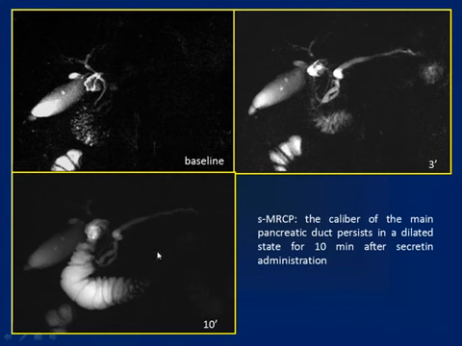At the end of the test, at 10 minutes, we see that the duct is still dilated, and this is an indirect sign of an inflammation at the level of the papilla. You can notice, however, that in this case the exocrine function is still maintained with good filling of the duodenal loop.